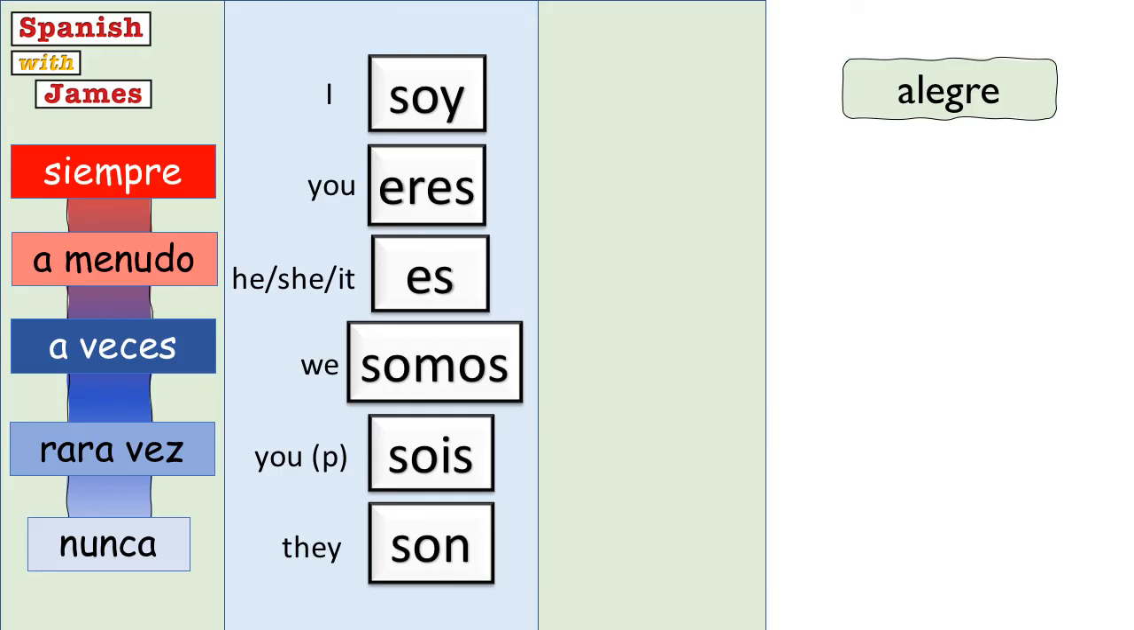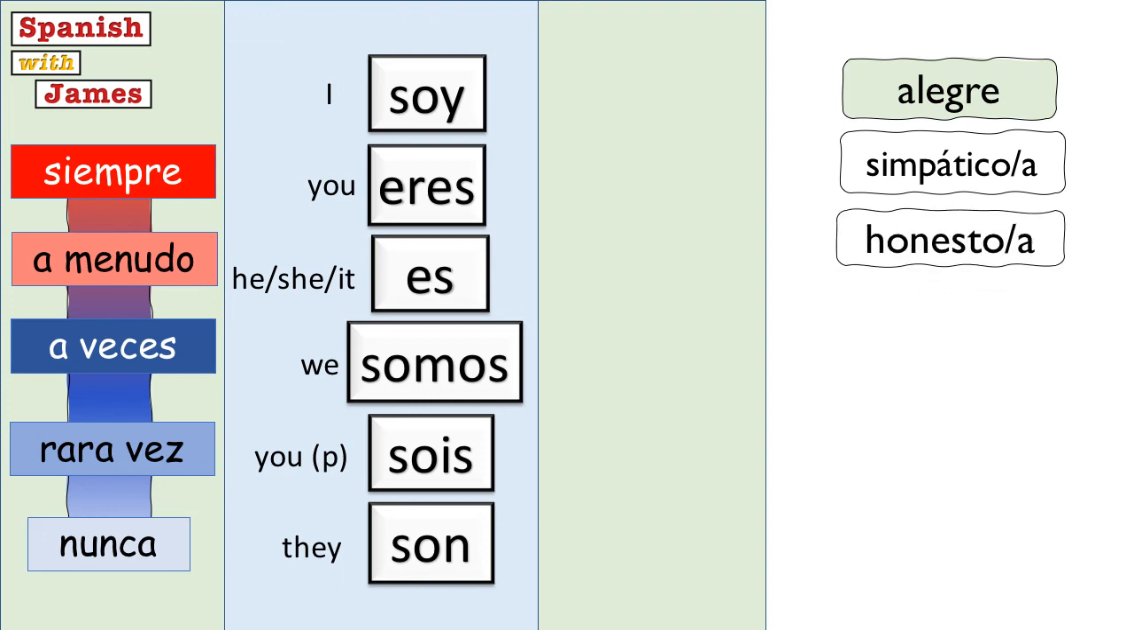Or we could say, a veces mi amigo es simpático. Sometimes my friend is nice. Or rara vez somos honestos. We're rarely honest. We could say nunca. Let's see. Mi madre nunca es generosa. My mother is never generous. Or we could say, mis abuelos siempre son generosos. My grandparents are always generous. And for that we need to add an S to the adjective, generosos.